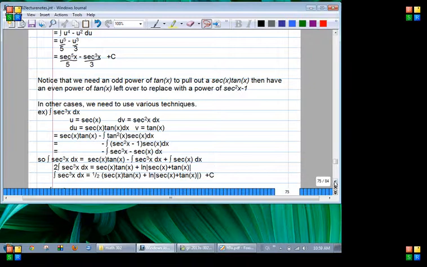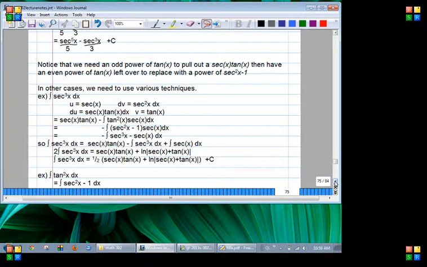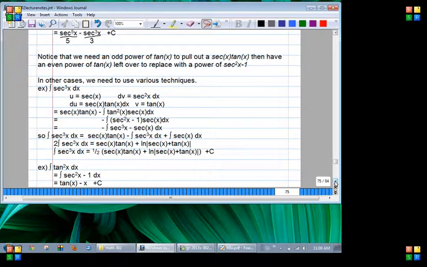Okay, now, so what about another one? So we said we want odd powers of tan. What if we've just got an even power of tan by itself? What do we do? We can rewrite it as secant squared x minus 1. And now what? Split it into two integrals. The integral of secant squared x is tan x. The integral of 1 is just x. That's an easy one.